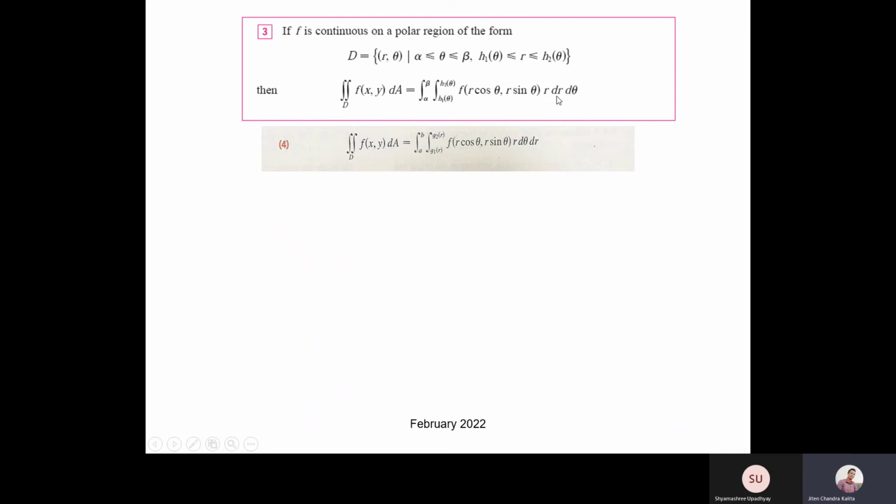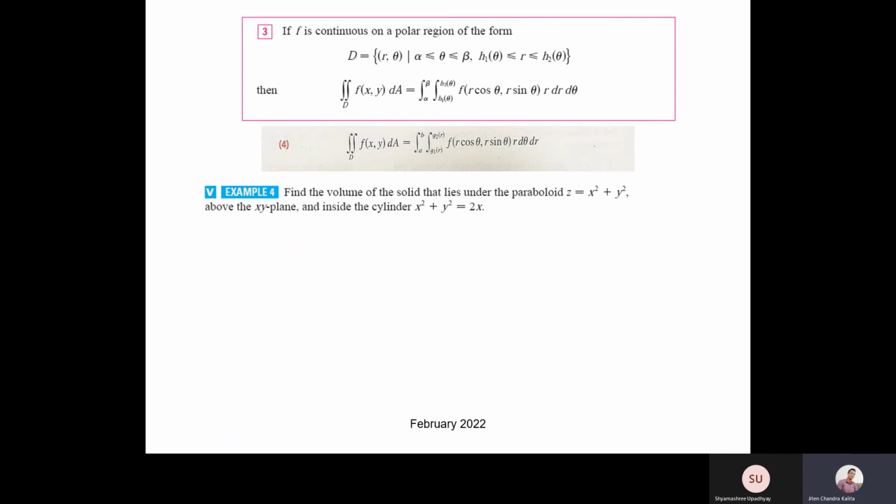And similarly, if you have the other way around, where theta has been expressed in terms of functions of r, then you can use this formula. Okay, so now let us try one example with this.